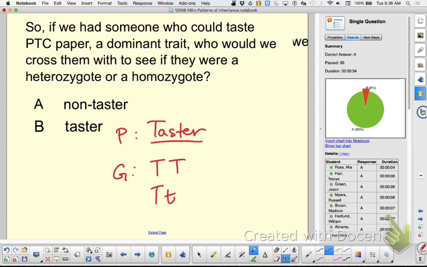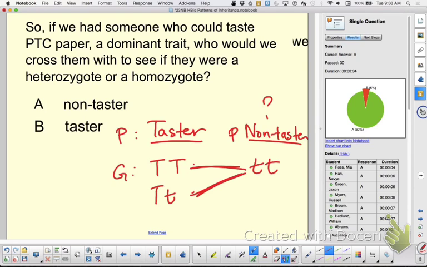So if I had someone who could taste it, a dominant trait, who would we cross them with to see if they were this or this? I would want to cross them with a non-taster. A non-taster is a phenotype, but there's only one way to be a non-taster. What's the only genotype you can be? Little t, little t. If I make this cross, all of their offspring will be what? Tasters. But if it was this, then about half should be tasters and half should be non-tasters. So I am testing them with a homozygous recessive.